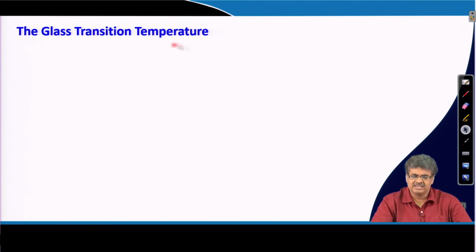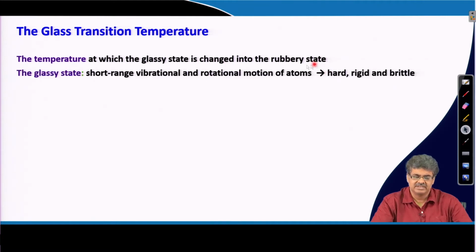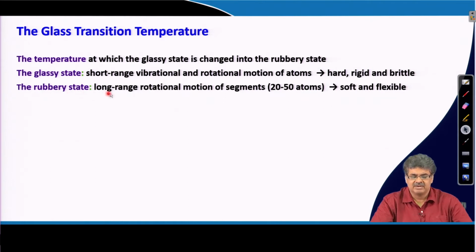We will come back to the glass transition temperature. This is the temperature at which the glassy state is changed to a rubbery state or vice versa. In the glassy state we have short range vibrational and rotational motions of atoms, and it is a hard, rigid and brittle state. Whereas in the rubbery state we have long range rotational motions of the segments, about 20 to 50 atoms, and it is soft and flexible.